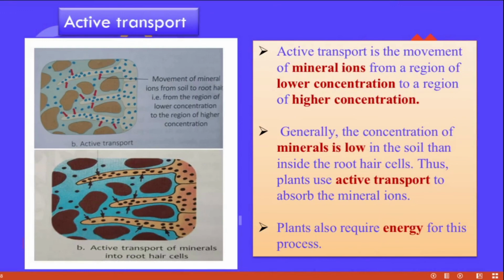Next, active transport. What is meant by active transport? Active transport is the movement of mineral ions from a region of lower concentration to a region of higher concentration. Usually the concentration of minerals is low in the soil, so during that time the plant absorbs minerals by the process of active transport. But during this process, the plant uses a lot of energy.